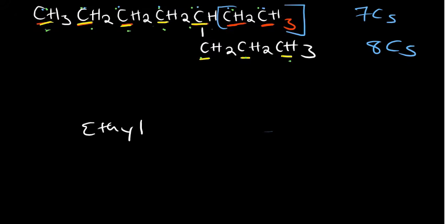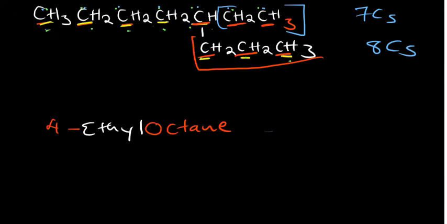Now, on what position is it? So of course, ethyl octane. Octane is coming from the 8-carbon longest chain. It is going to be shorter if we start from this side. So 1, 2, 3, and 4. So it is joining on carbon 4. So 4-ethyloctane. If we start from the other side, it will be position 5. So we'll go for the lower one.